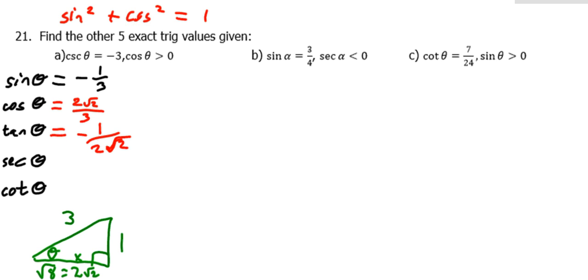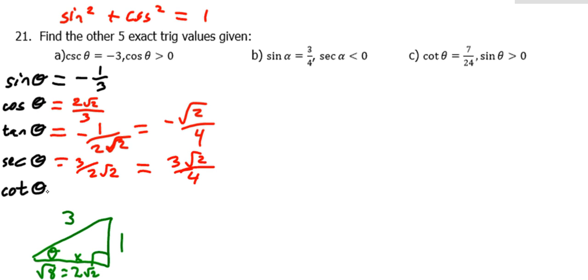You can rationalize that if you want. Make it be square root of 2 over 4. And for secant and cotangent, you just need the reciprocals. So the reciprocal for secant is reciprocal of cosine. So 3 over 2 rad 2. You can rationalize that. 3 square root of 2 over 4. And cotangent will be the reciprocal of tangent, which would be -2 square root of 2 over 1. So there's also the other 5 of them.